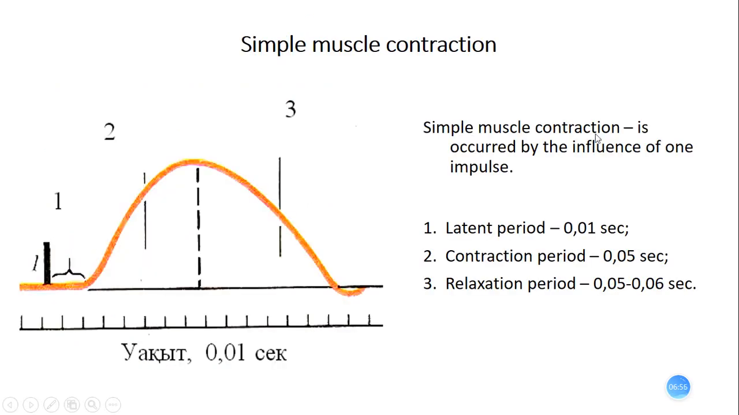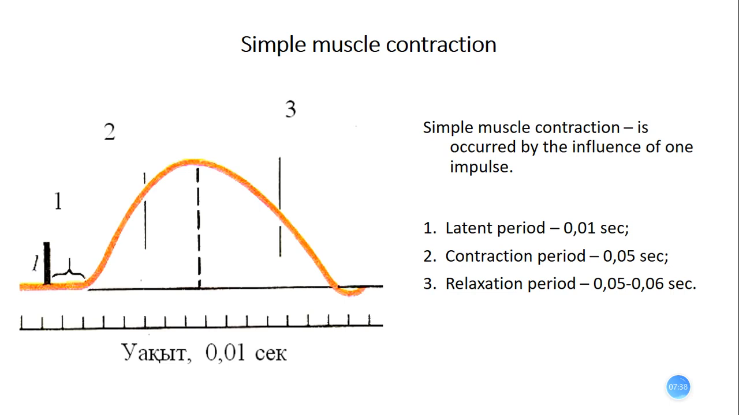Here, the simple muscle contraction occurs by the influence of one impulse, and the impulse must reach the threshold level. Then, if the muscle contracts one time, we obtain this kind of curve. It has three periods or three phases. So the first one starts from here, and here the stimulation is given, then from here to here it's called the latent period.